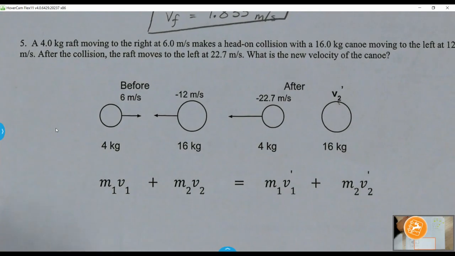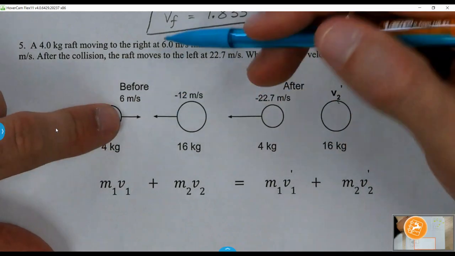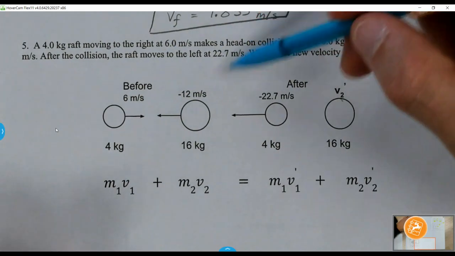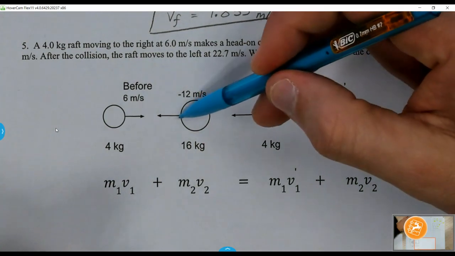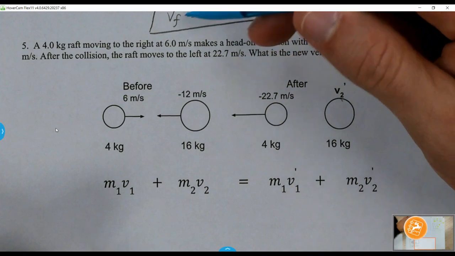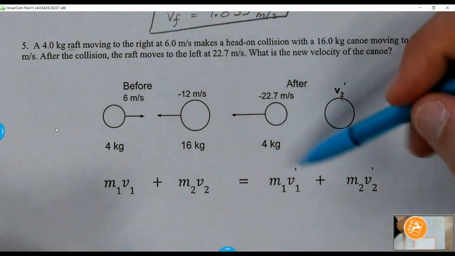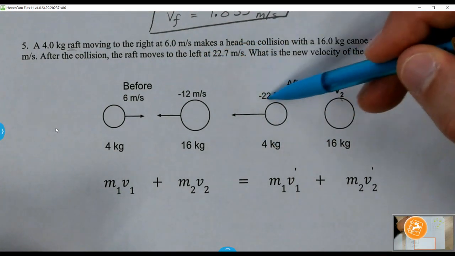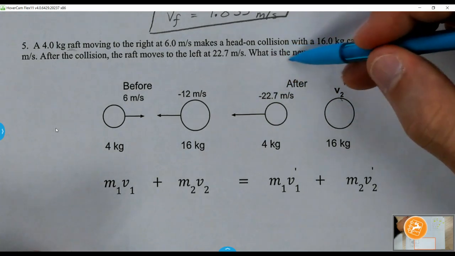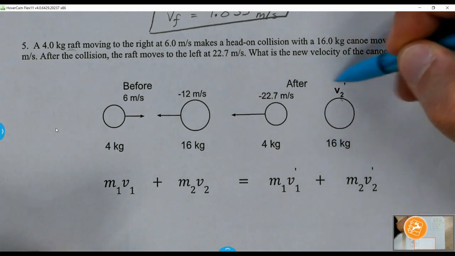All right. Let's take a look at this one. In this case, if you had to make a drawing, you have a 4-kilogram raft moving to the right at 6 meters per second. So 4 kilograms, we draw the vector in. It makes a head-on collision with a 16-kilogram canoe moving to the left at 12 meters per second. So you would draw in a left arrow at 12 meters per second. After the collision, the raft, that was at 4 kilograms, is now moving to the left at 22.7 meters per second. So we would draw that. What is the new velocity of the canoe? So this 16 is the canoe. We don't know what the new speed is.